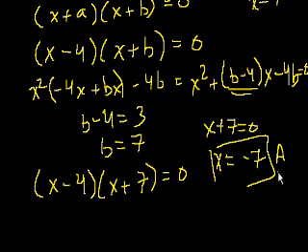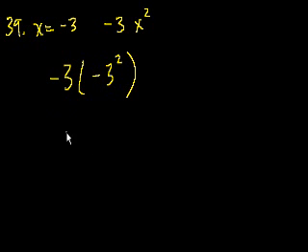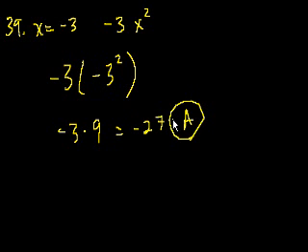So it's choice A. Next problem, 39. If x is equal to negative 3, what is the value of minus 3x squared? So I don't know, maybe they are trying to test your ability to do order of operations or something. But this is equal to minus 3 times minus 3 squared, right? X squared. So this is equal to minus 3 times positive 9. Minus 3 squared is positive 9, which equals minus 27. Which is choice A. Next question.